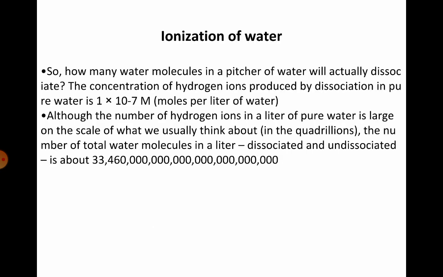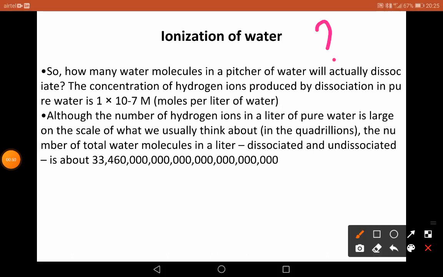So now the question is, how many water molecules in a pitcher of water will actually dissociate? The concentration of hydrogen ions produced by dissociation in pure water is 1 into 10 raised to minus 7 moles per liter of water, and this equation is very important for the formation of the pH scale.